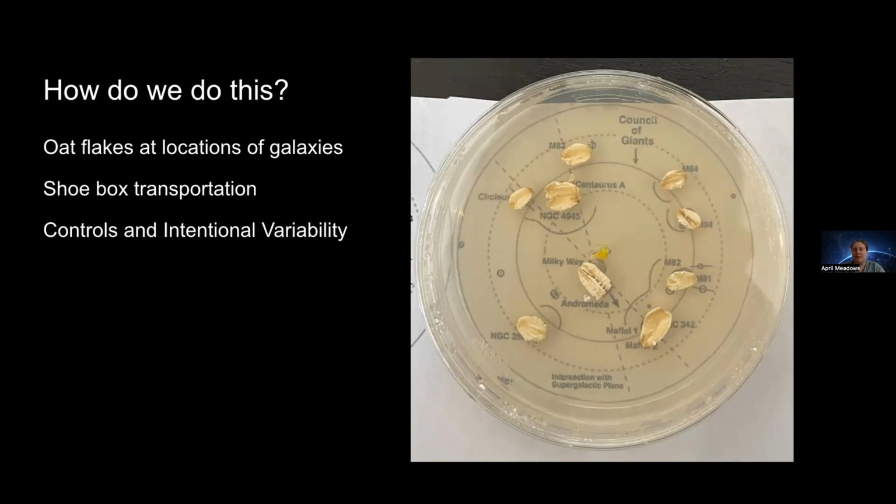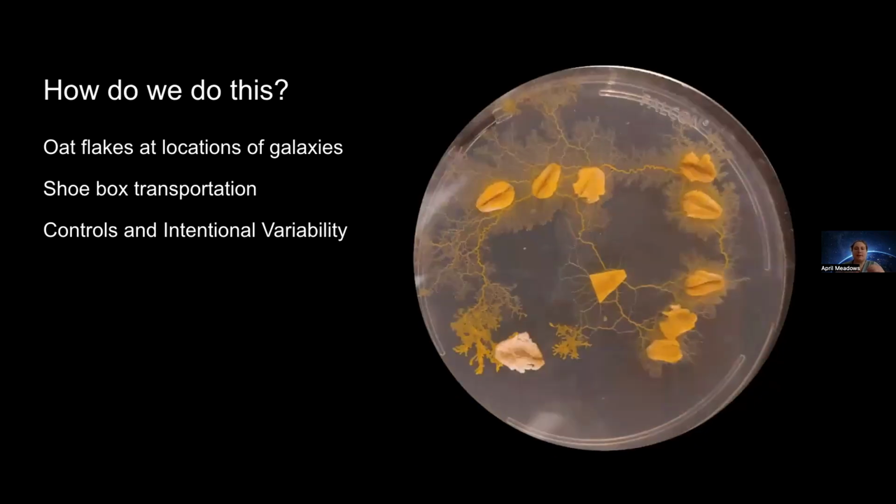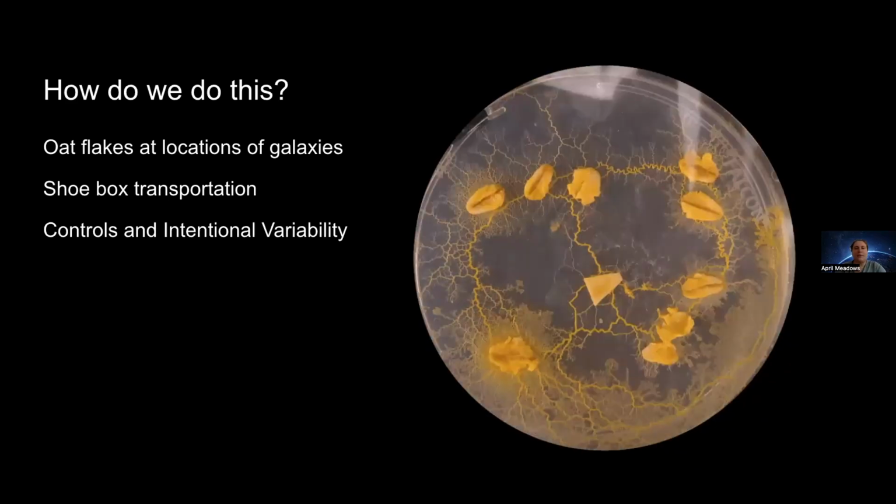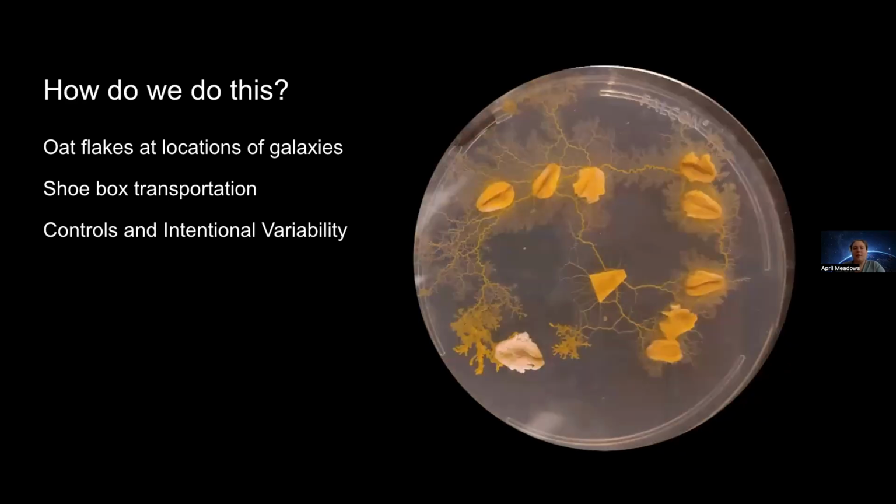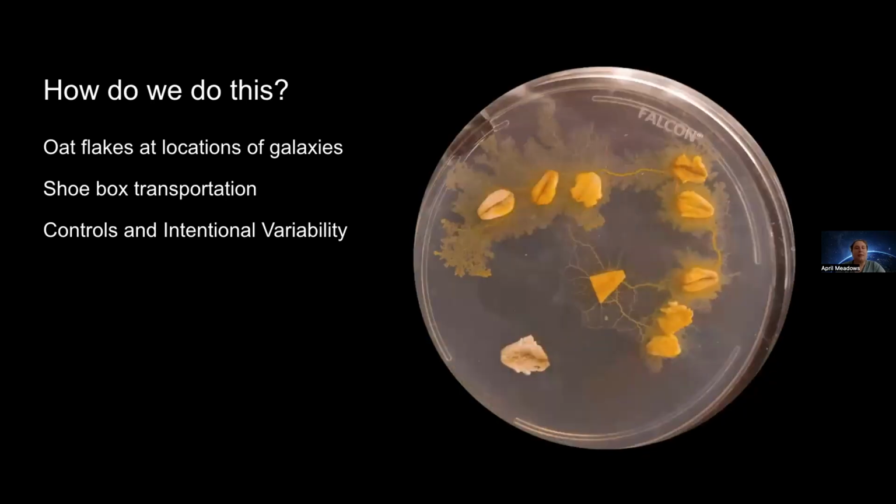So if you're sensitive to that, you might want to look away right now. But here it is. You can see the slime mold starting from the center and then going and finding each one of those oats. Now, Akash can talk about some additional things that we thought about as we were doing this.